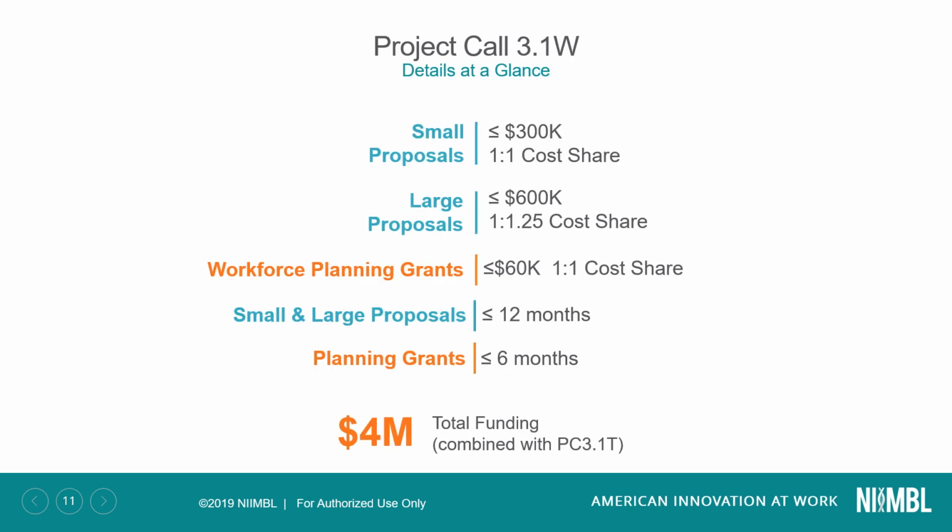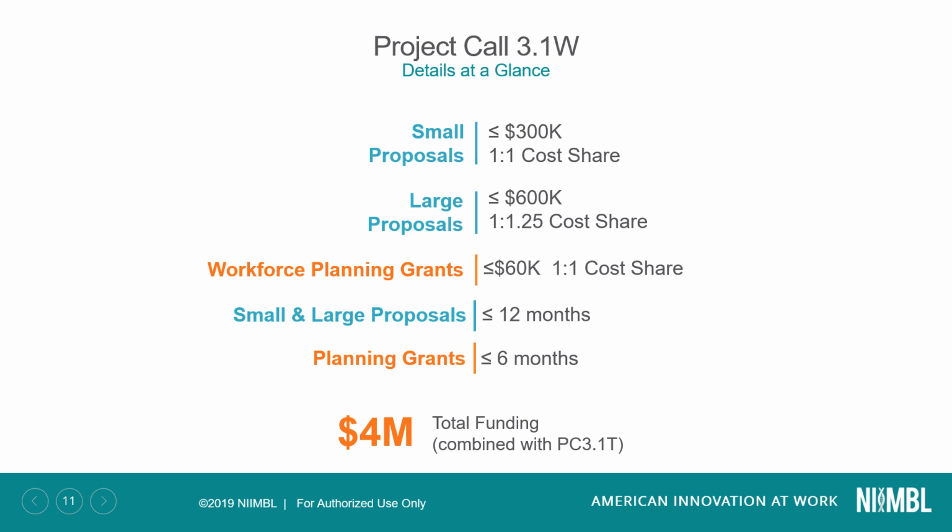So project call 3.1W or PC 3.1W. There are going to be a lot of similarities in the next few slides. I'm going to highlight some of those, but more the differences. So we again have small and large proposals. The small proposals are a 1-to-1 cost share. The large proposals are a 1 to 1.25 cost share.